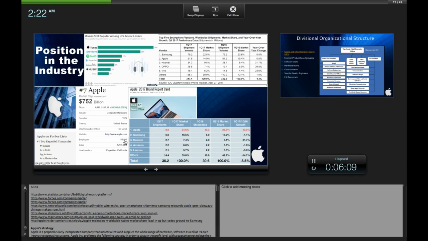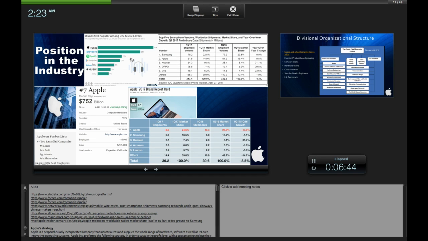She can say that the website to go to is HTTP blah blah blah, and that the employees number around 116,000, and that the new headquarters are in Cupertino, California. Then she's going to move on into iTunes, which is basically most of her research, and she can say that iTunes is the most popular music platform preferred by U.S. music consumers, and then leave it at that.